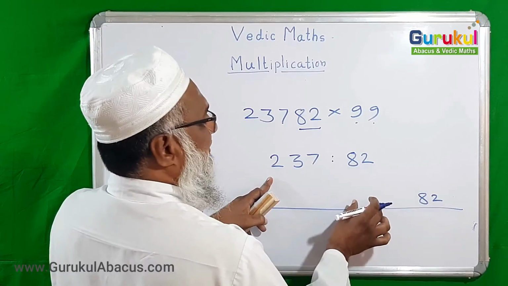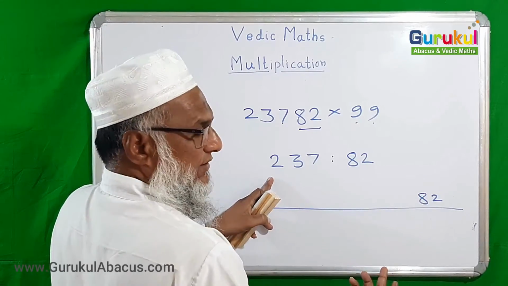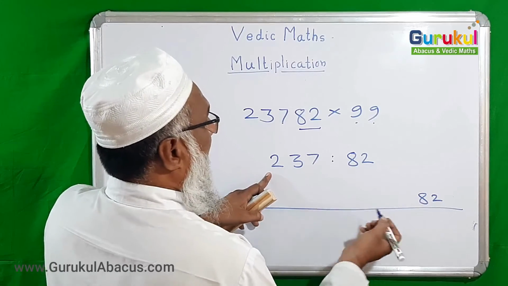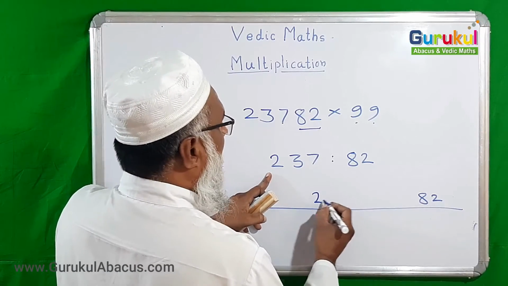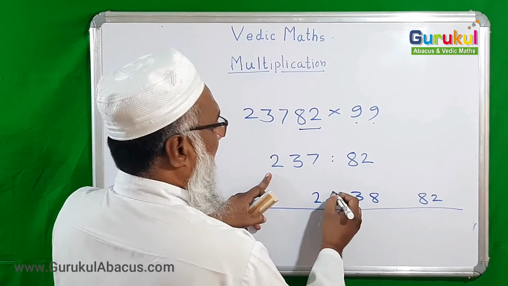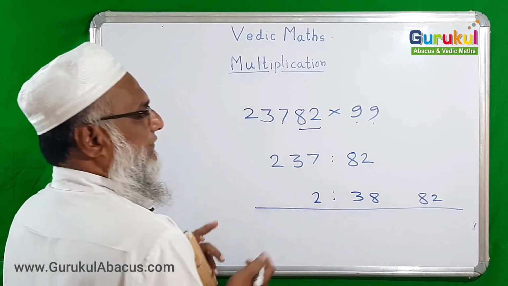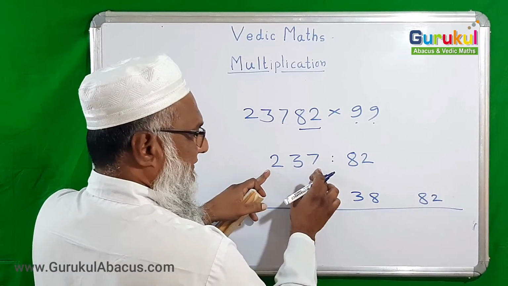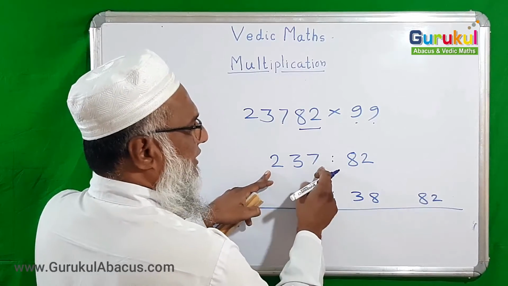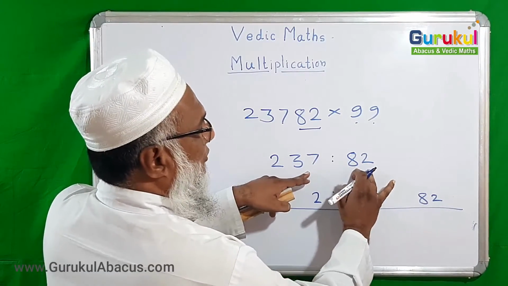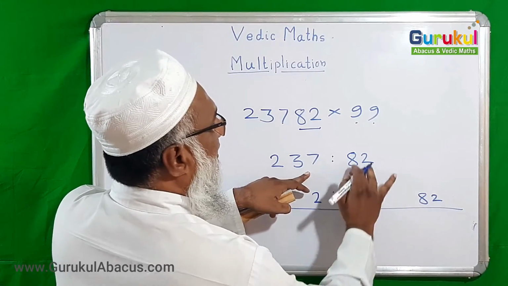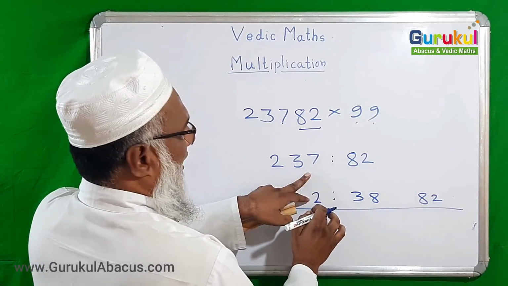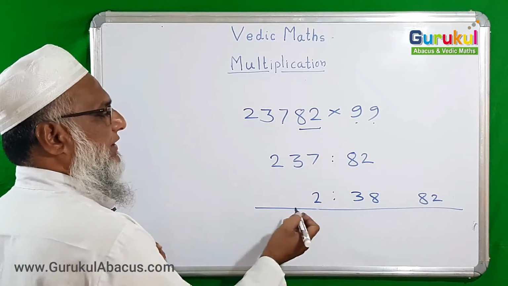But here there are two digits, and from two digits, 3 digits subtraction is not possible. So in this way you can do it: to write 238 you can write 2 here and 38 here. Okay, so keep in mind how we wrote it. Here is 237, we add 1 to it, so it became 238. So here there are two digits, so only two digits from 238 we wrote below the 82, and the rest of the digit, 2, we wrote here.